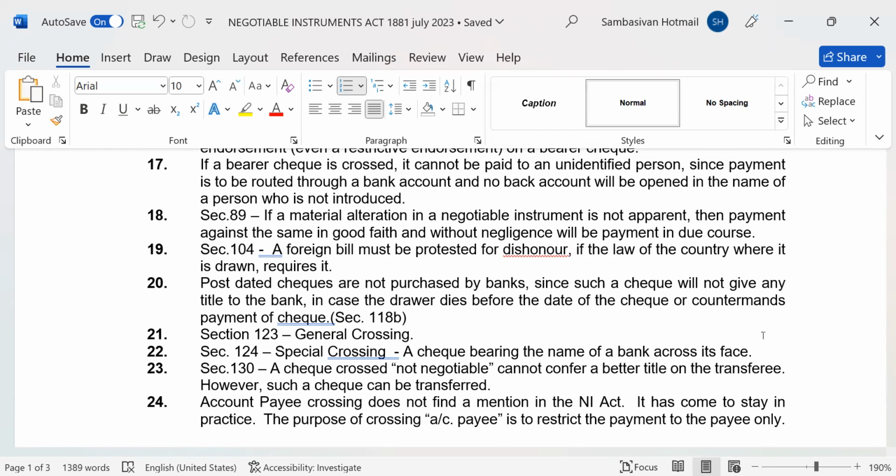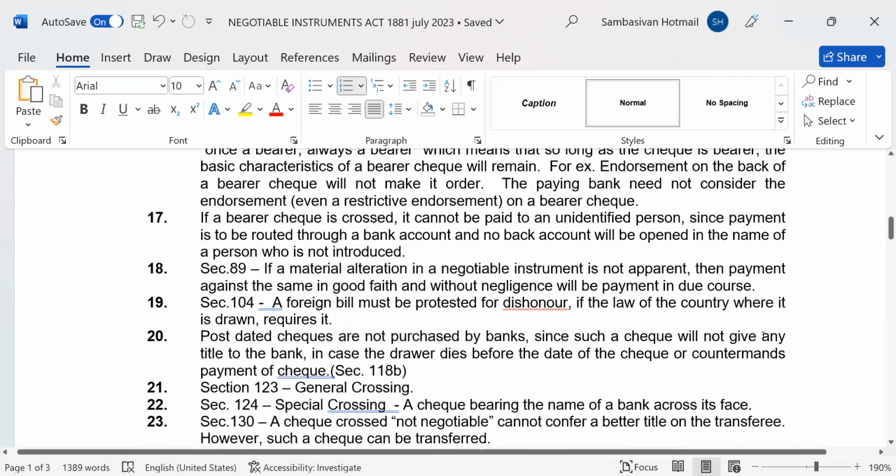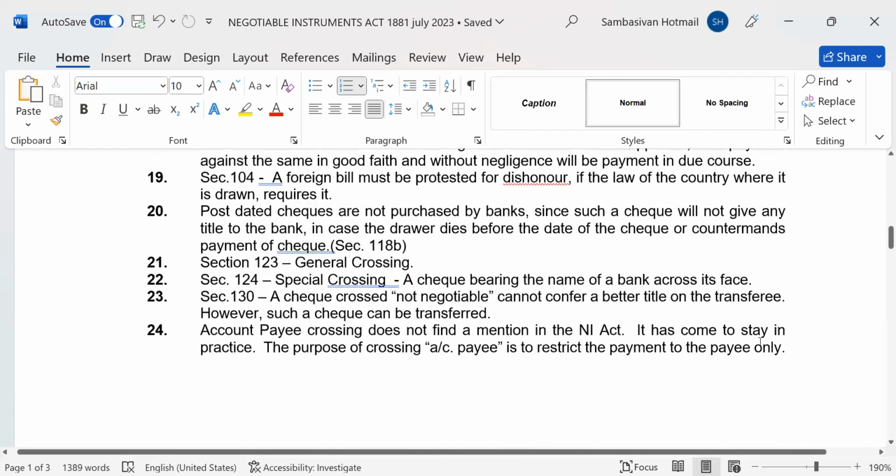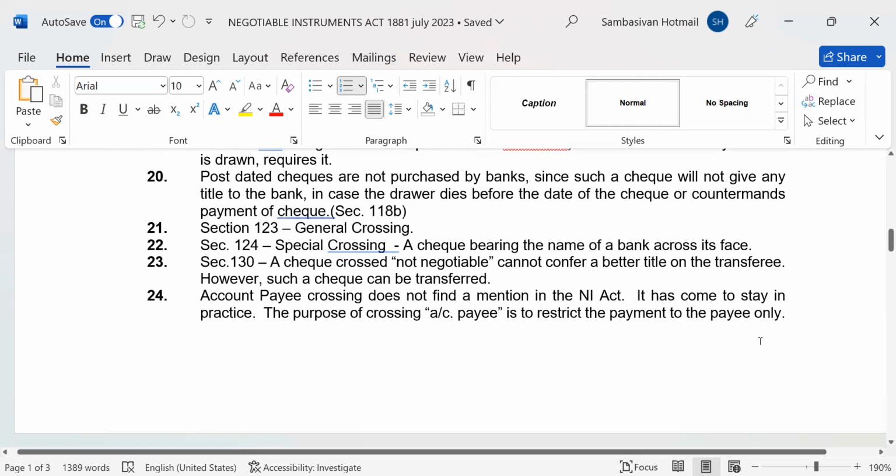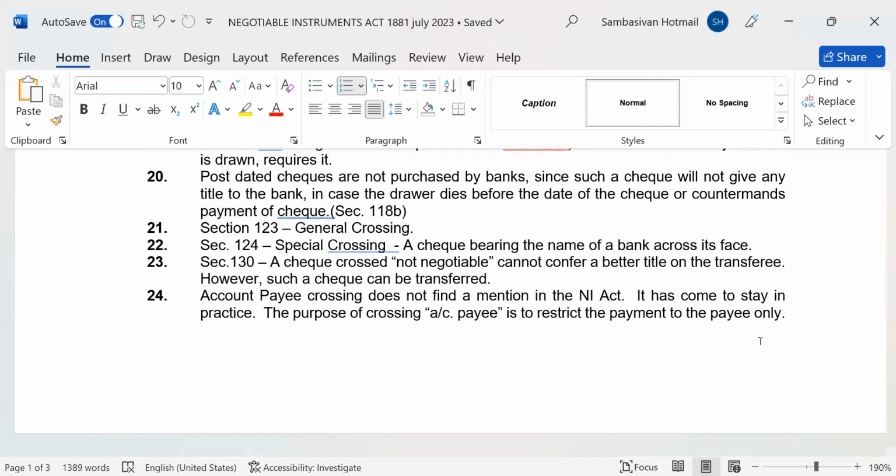A foreign bill must be protested for dishonor if the law of the country where it is drawn requires it. Post-dated checks are not purchased by bank, since such a check will not give any title to the bank in case the drawer dies before the date of a check or countermands payment of check under Section 118B. Section 123, general crossing. Section 124, special crossing, a check bearing the name of a bank across its face.